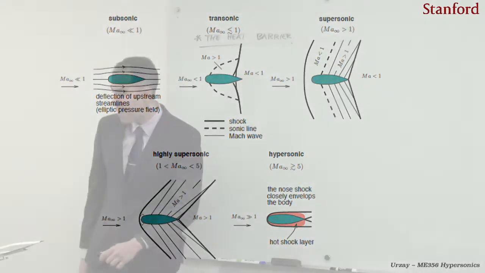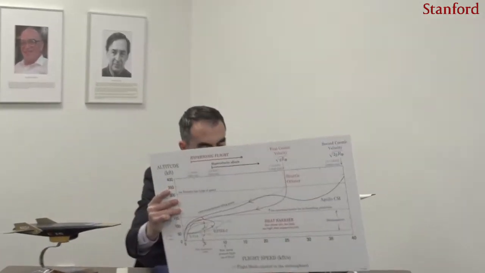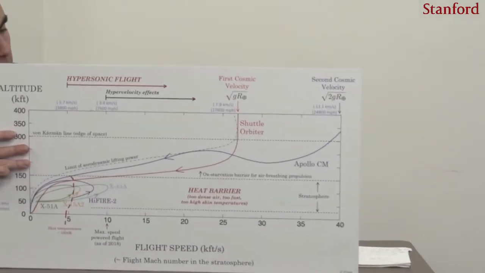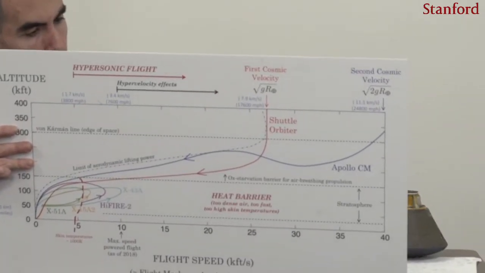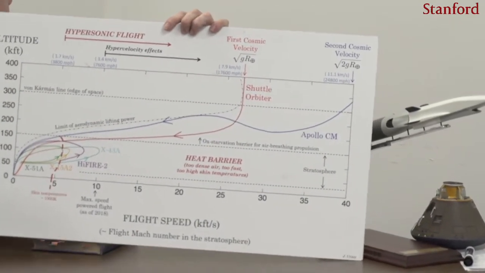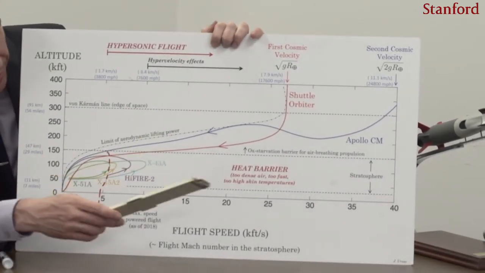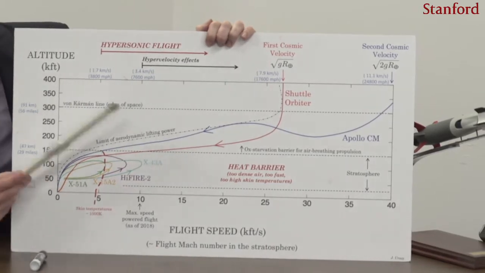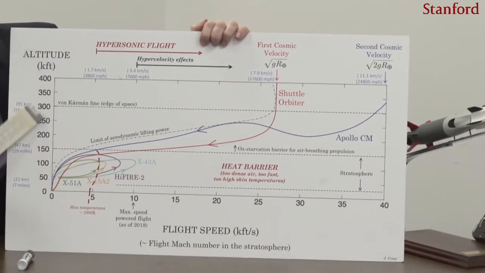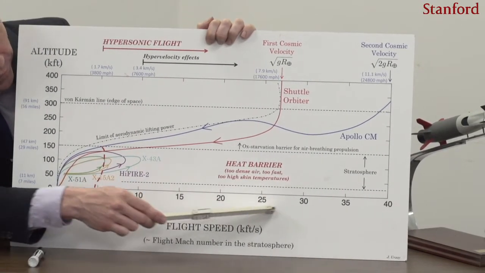So for instance, let me show you in practical applications how this translates. So let's look at this chart here. This is an altitude chart. Here you have altitude in the vertical axis, and in the horizontal axis you have velocity.